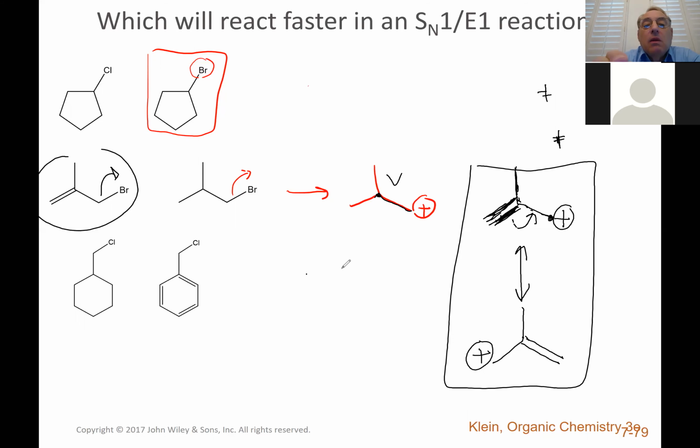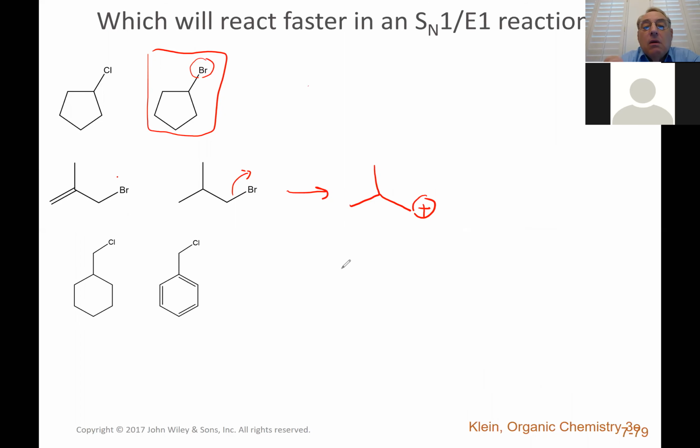Okay, what about this one? Let me clear this. So let's look at these two. This is going to be similar. I'll look at this one first. We're looking at an SN1, so we have to ionize and look at the carbocation. We're going to break this bond. That's primary. And then in this case, we're going to break that bond. It's a benzene ring. And we get another primary.